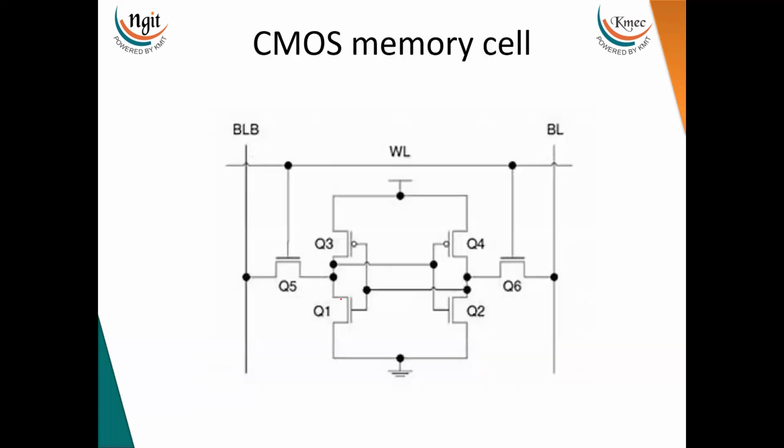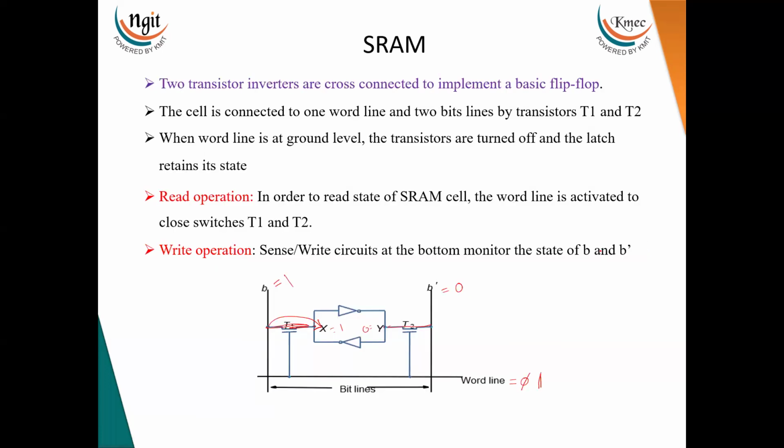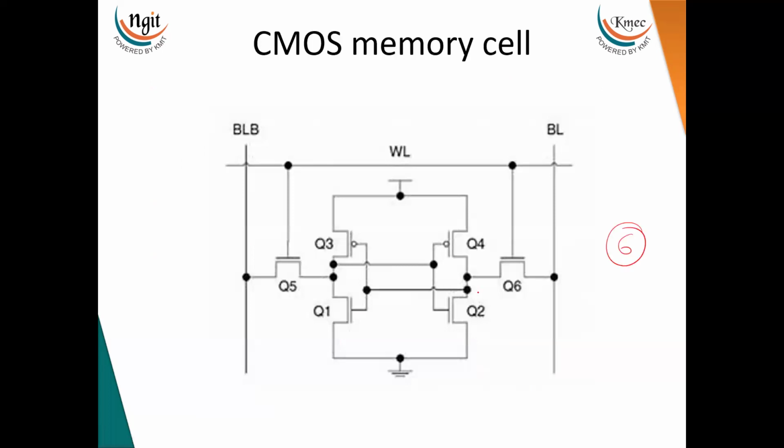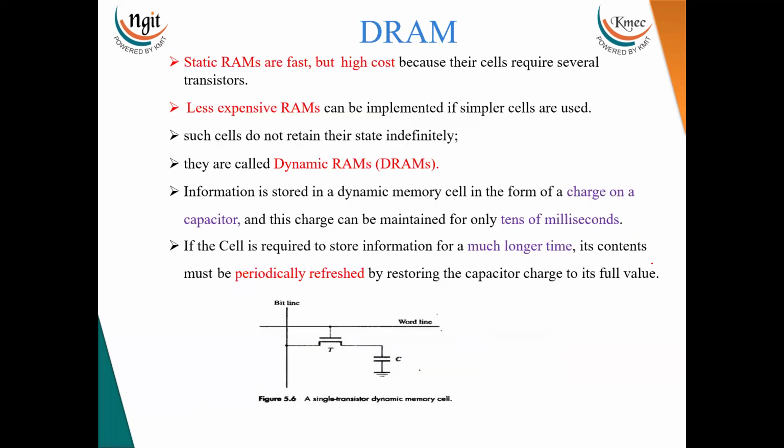Now the same circuit can be implemented by using CMOS transistors. Here we are using 6 CMOS transistors to design the SRAM. The operation is almost the same. Now here this latch is designed by using 4 CMOS transistors. So in total it requires 6 CMOS transistors to design the SRAM.